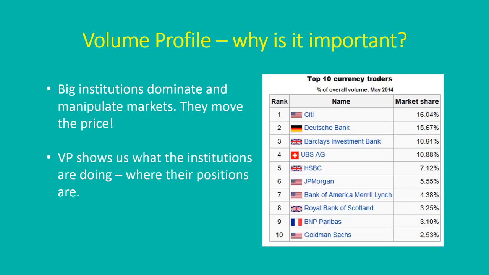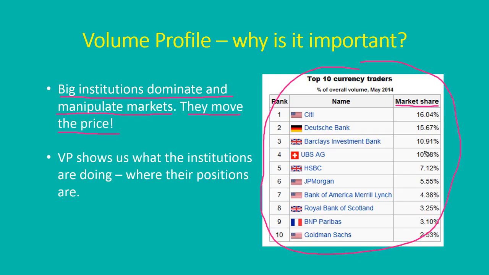The reason why a volume profile is so important is that you can track big financial institutions using the volume profile. And as it's written here, big financial institutions dominate and manipulate markets. Those institutions move the price. If you look at this picture, those are the 10 biggest banks, 10 biggest currency traders in the world. And if you count their market share, then you can see that it's the absolute majority of all the markets. So 10 banks control the absolute majority of all the volumes that are traded every day.